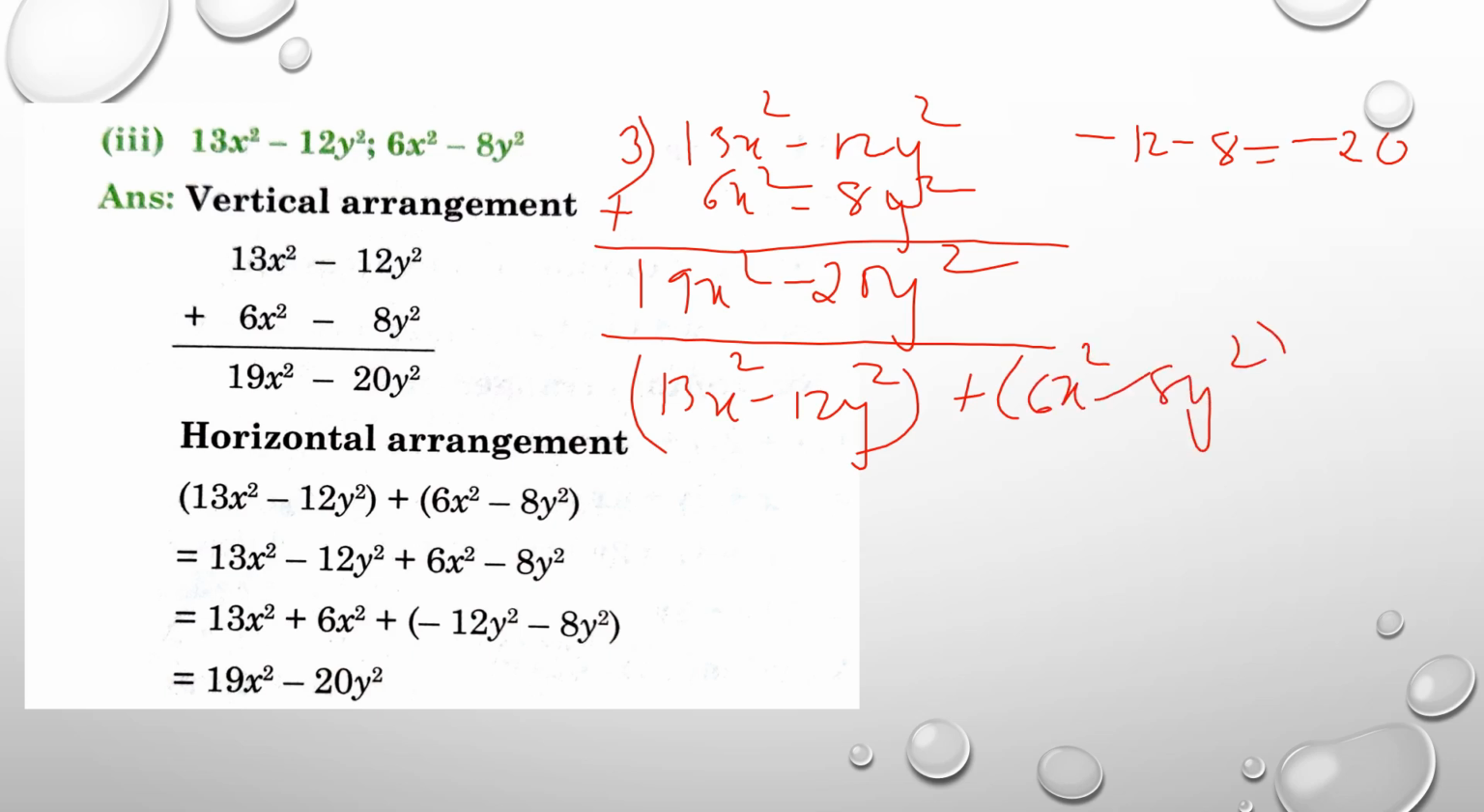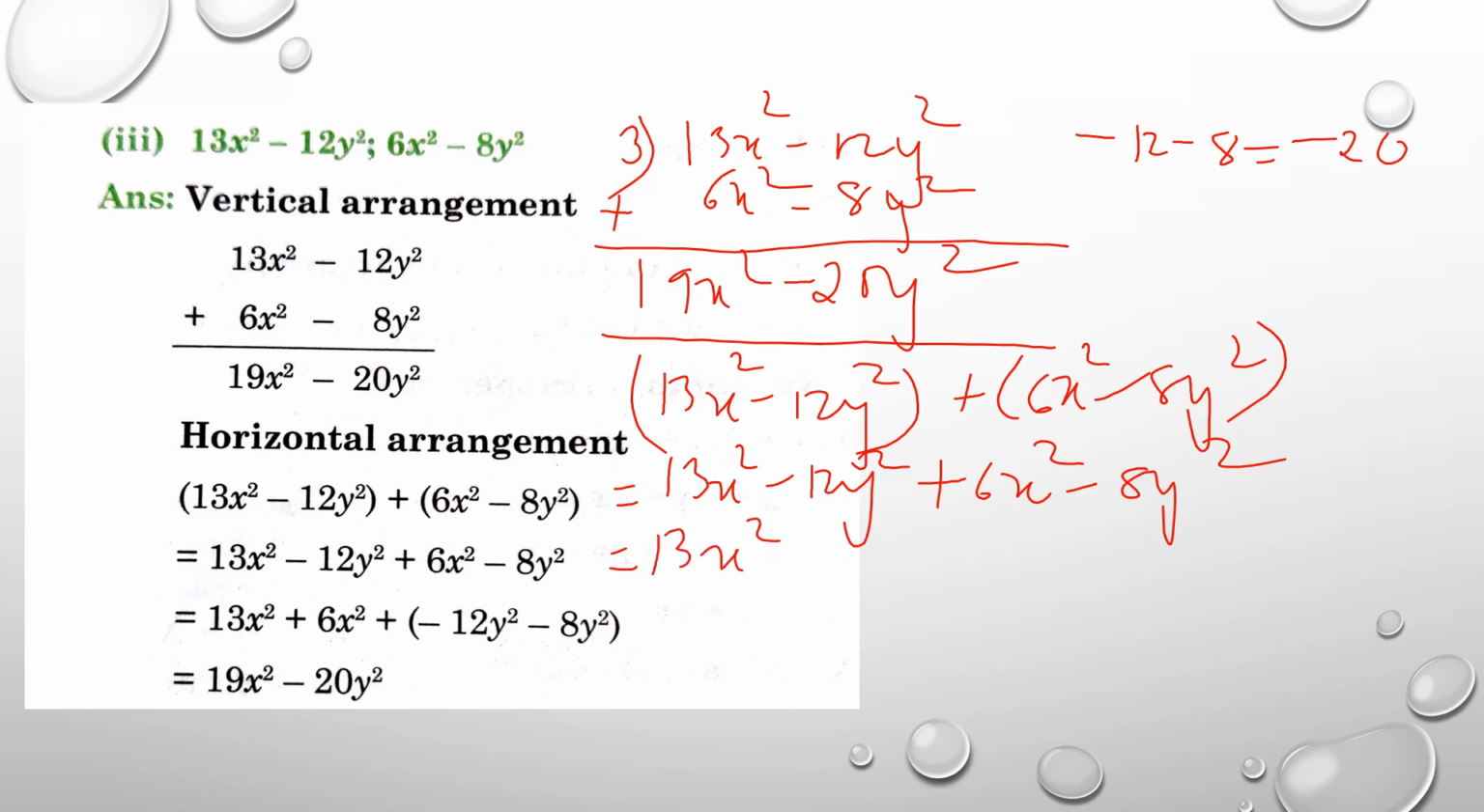Now first open the bracket. 13x square minus 12y square plus 6x square minus 8y square. Now take all like terms together. So 13x square plus 6x square you have to take together, minus 12y square minus 8y square, this you have to take together.